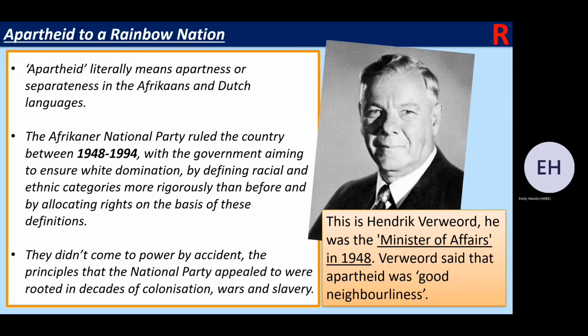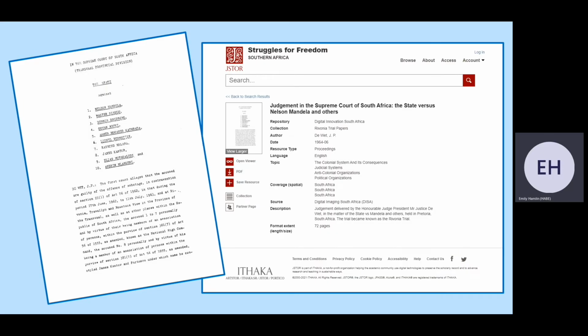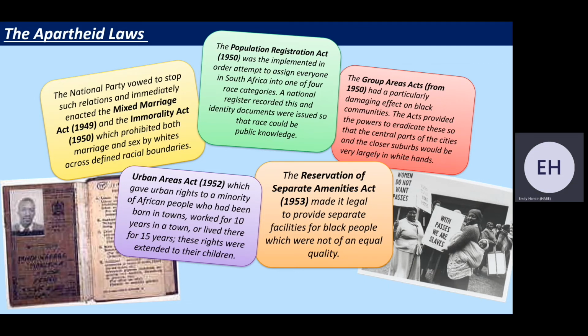Verwoerd promoted apartheid as something called good neighbourliness. He said, yes, we're separate, but we will be good neighbours. Well, I'm sure you will all completely understand that it was not taken as good neighbourliness by all. And in this masterclass, we're going to completely pull apart one of the sources that embodies the struggle of those who were oppressed by apartheid.